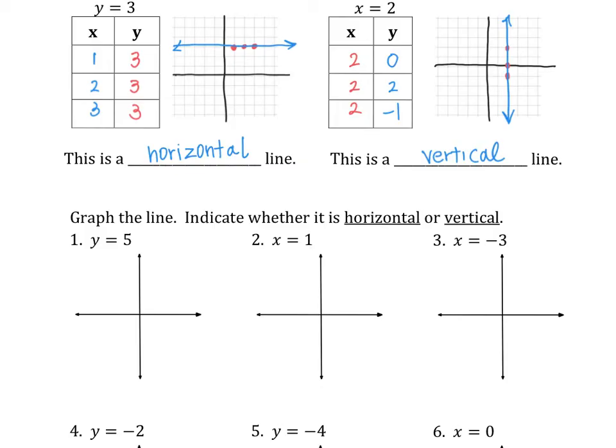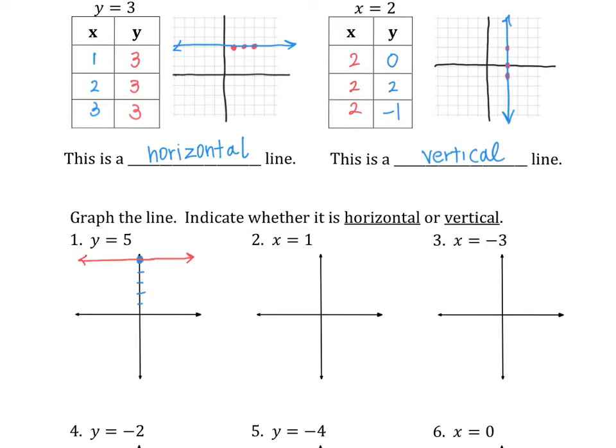Okay, so the first one says y equals 5. Let's see. It's going to hit the y-axis at 5. So 1, 2, 3, 4, 5. I definitely know that's on my line. Since it starts with y equals, it will make a horizontal line. So since I know it's y equals 5, I'm going to go ahead and draw a horizontal line. Since there's no x in the equation, it probably won't touch the x-axis at all.